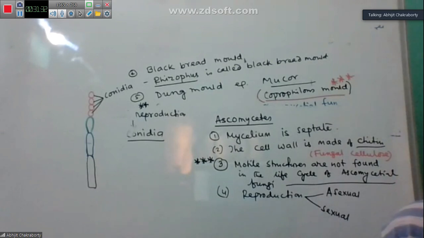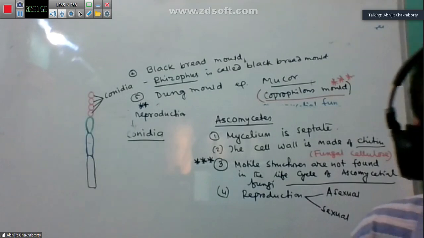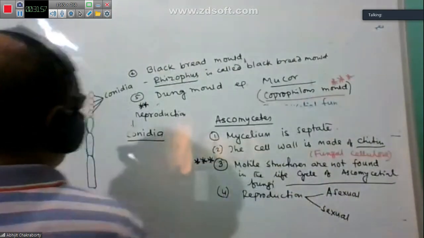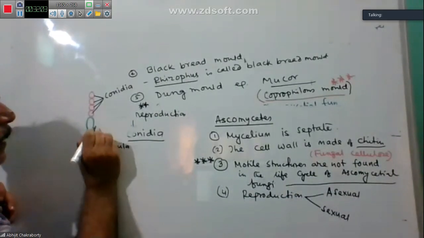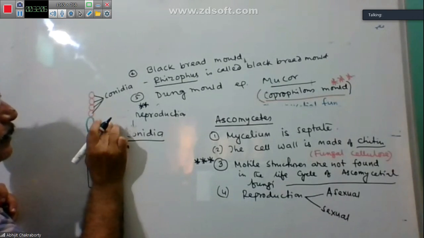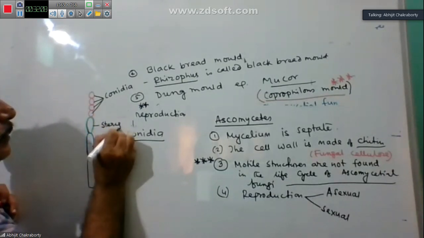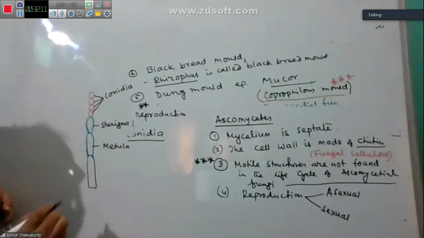Conidia are asexual spores produced exogenously in chain. These structures are called metulae and this is sterigma. This is the mycelium.